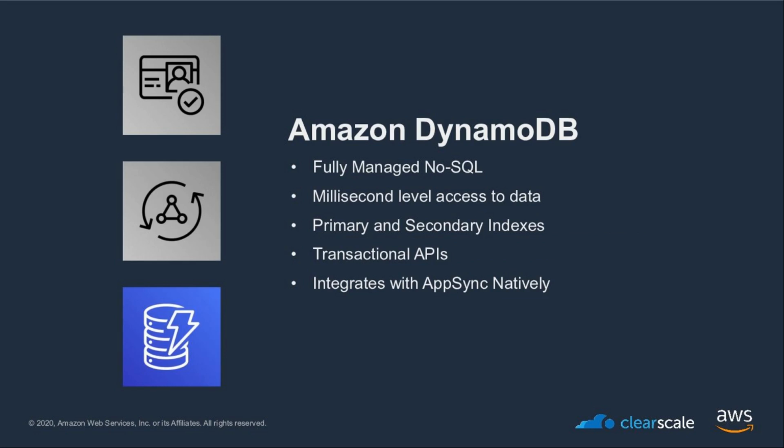And lastly, that API layer is usually matched up with DynamoDB. There are some very good reasons for that. It's fully managed and serverless, and it's also extremely fast, right? So you have millisecond-level access to data, and it has some advanced features like primary and secondary indices. You can have transactional API calls, which is good to have on a NoSQL database. And it integrates with AppSync natively, meaning you can generate all of the code and all of the database tables you need from Amplify.